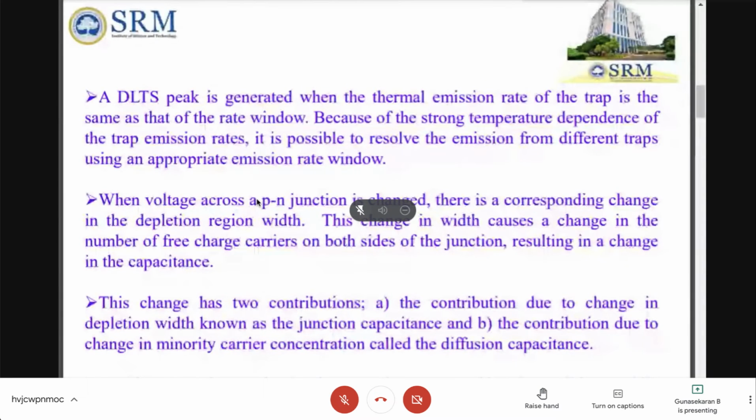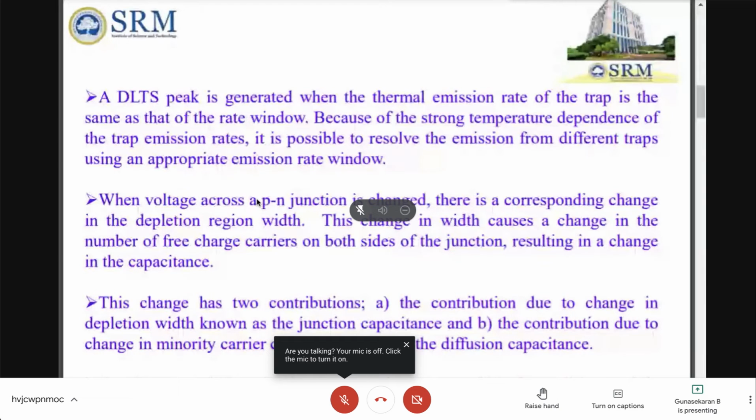So diffusion means inside, the charge carriers will flow. When the charge carriers flow here and there, even if there is no junction depletion region, simply the charge carriers will flow. So that is due to diffusion capacitance. There are two different cases. So how does that increasing and decreasing take place? How does the capacitance change?